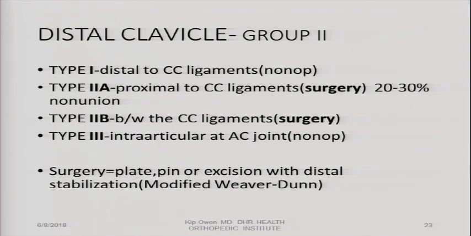There's a special group of fractures in the clavicle, just a couple of comments, particularly the type 2A and 2B. 2A being a fracture that occurs proximal to the CC ligaments, just adjacent to the CC ligaments, out in that distal third, or 2Bs, which occur between the two ligaments. These are very high risk for non-union, 20 to 30% risk, and so these are typically fixed with surgical fixation at the outset.